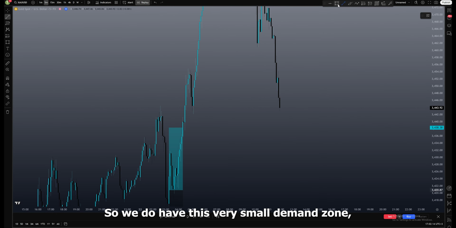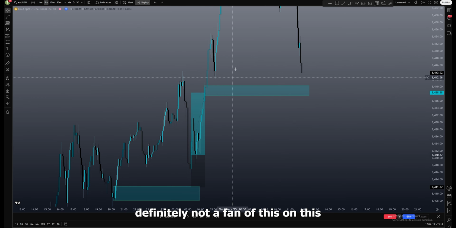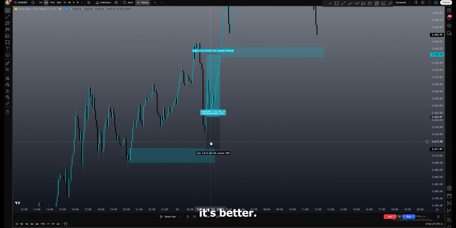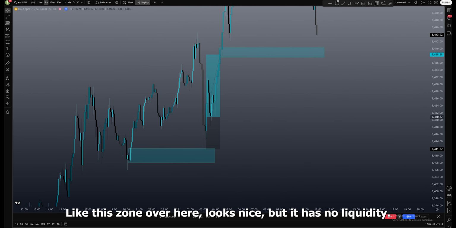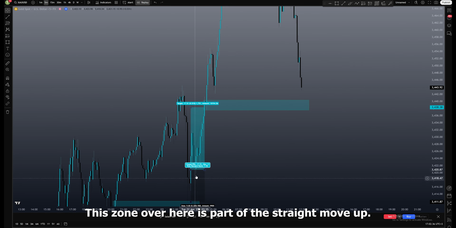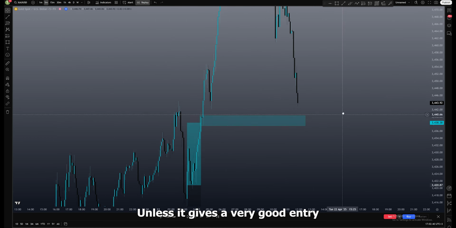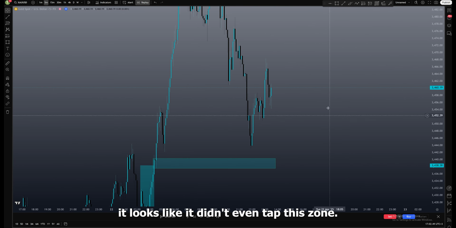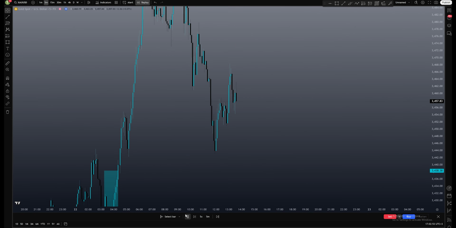All right, so we do have this very small demand zone, but I'm definitely not a fan of this one just because it's the middle of this straight line up. It's better if it's the lowest part of the move up. This zone over here is nice, but it has no liquidity. This zone over here is part of the straight move up, so I'm not really looking to take this unless it gives a very good entry. All right, it looks like it didn't even tap this zone, so I'm just going to leave it.